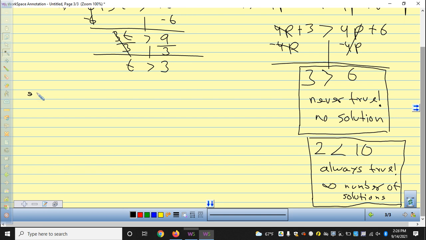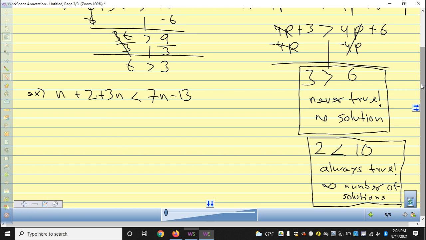Okay, I want to look at one last problem. Actually, I want you all to try this one. n plus 2 plus 3n is less than 7n minus 13. So give this one a try. And depending on how you do this one, you might need to be careful at the very end.